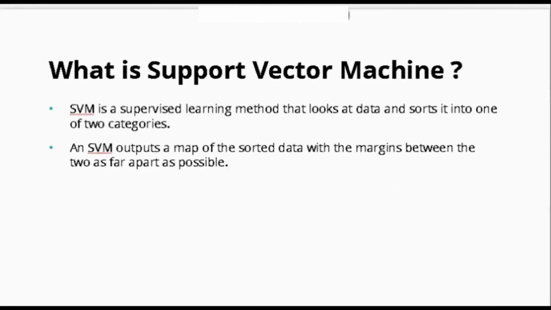SVM is a supervised learning method that looks at data and sorts it into one of two categories. An SVM output maps the sorted data with the margin between the two as far apart as possible.